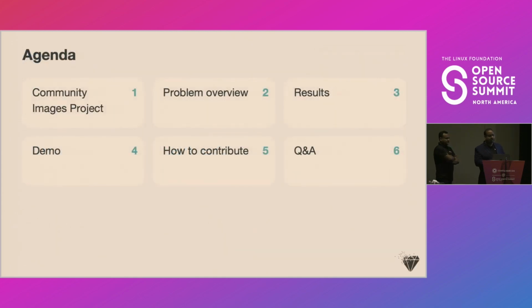Let me walk you through the agenda. We'll talk about the community images project, which is an open source project. We'll talk about how this project came along, about the problem overview. We will show you the results which we got from our experiments. We'll do a quick demo of our open source project and would like to invite the community on how you can contribute to our project. We'll leave ample amount of time for Q&A at the end.